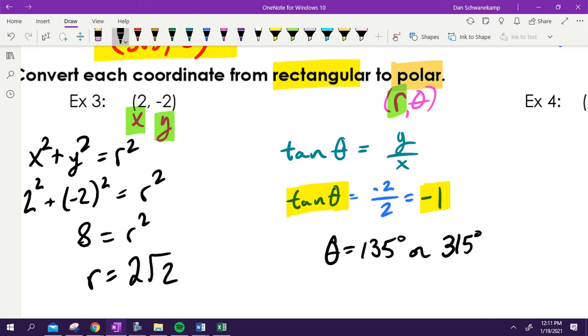You just got to pay attention to what I'm doing. Somebody told me degrees, so I went degrees. 135 degrees. That's in the second quadrant. Or 315. That's in the fourth quadrant. It's not both. It's one or the other. Which angle do you think I want to use here based off of the original ordered pair? 315. Megan, why are we picking 315?